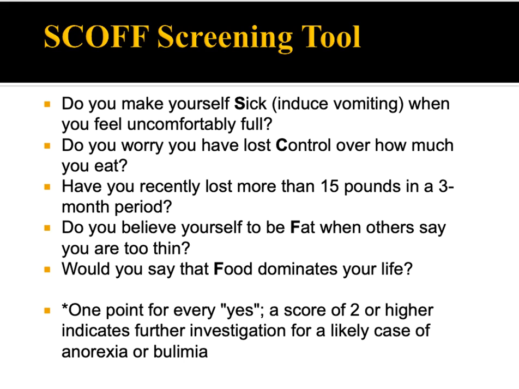And they get 1 point for every yes. And a score of 2 or higher indicates that we need to look into this more because they're at risk for either having anorexia or bulimia.